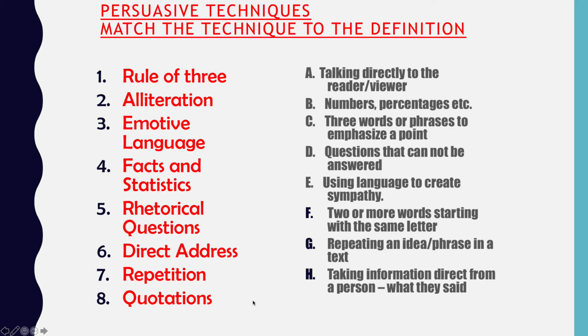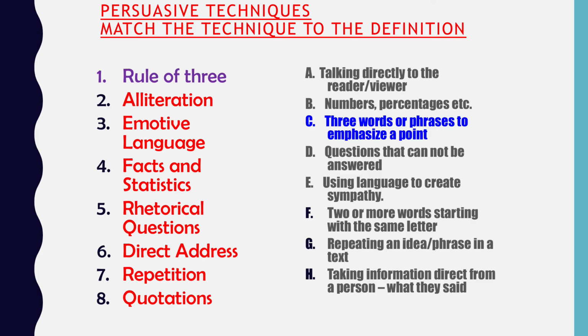So the first one, rule of 3, fairly straightforward. 1 and C, supposed to be the same colour, hasn't quite worked, never mind. So rule of 3: 3 words or phrases in a sentence to emphasise a point. We'll look at some examples of these in a bit, but it's the idea that 3 different words in a list is supposed to be more memorable, easier to remember, and makes more of an impact.